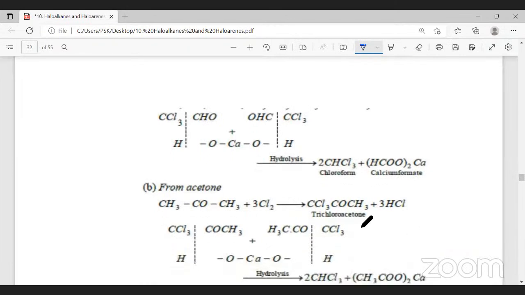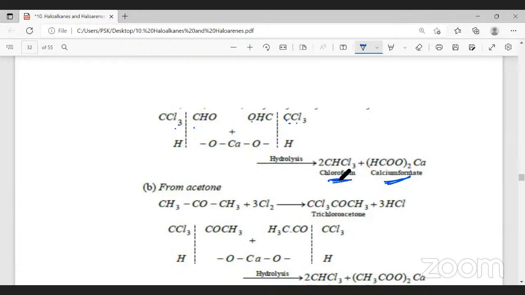The reaction they have shown is trichloroacetaldehyde with calcium hydroxide. CCl3CHO is trichloroacetaldehyde, chloral. When this is treated with calcium hydroxide, you can see what you get. You get CHCl3, that is chloroform. You get CHCl3 again, the second mole of chloroform. What else you have? Calcium formate. You get calcium formate, (HCOO)2Ca twice. So calcium formate.